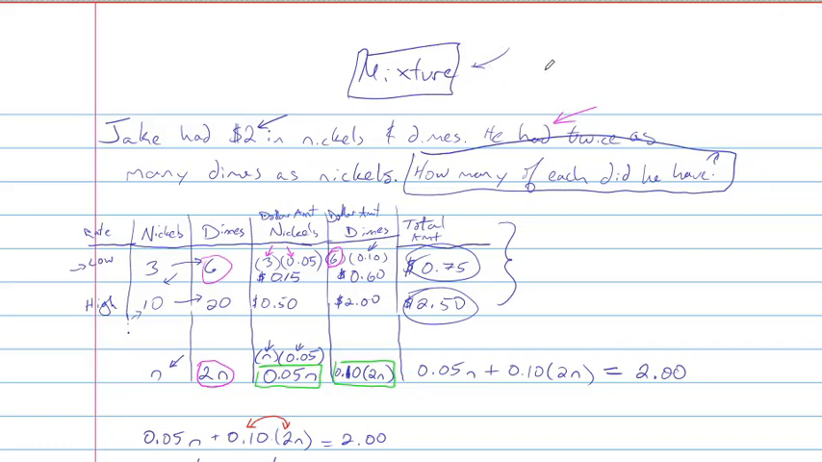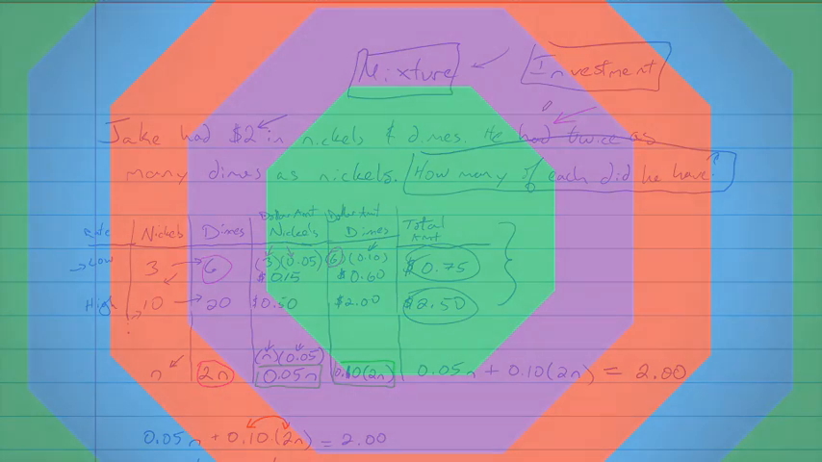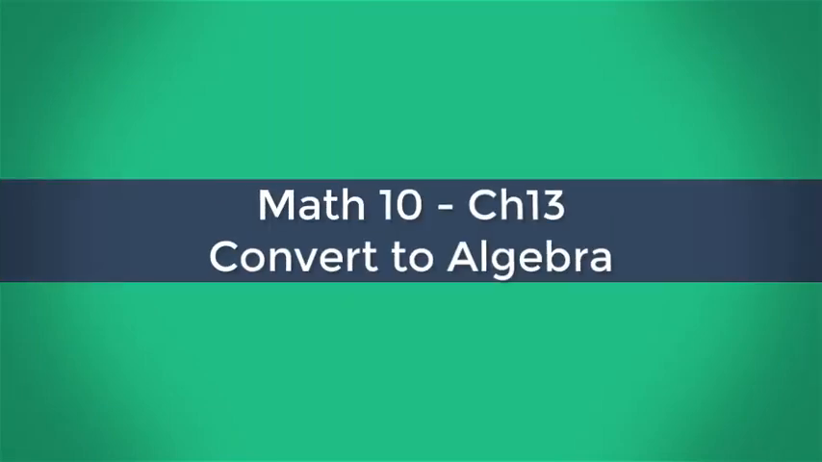Mixture problems for one, and investment problems are another common type of slightly more challenging but similar problems, where we want to convert a guess and check chart to algebra. Okay, good luck, and catch me on Discord if you have any questions.